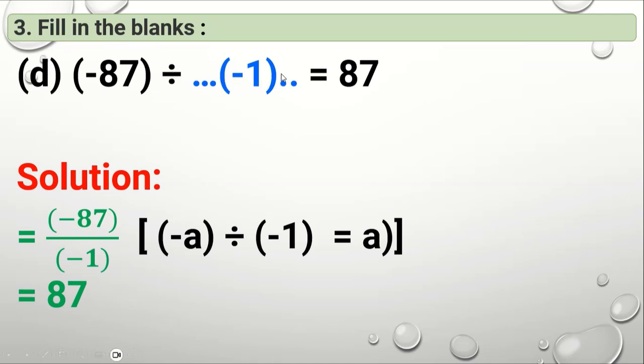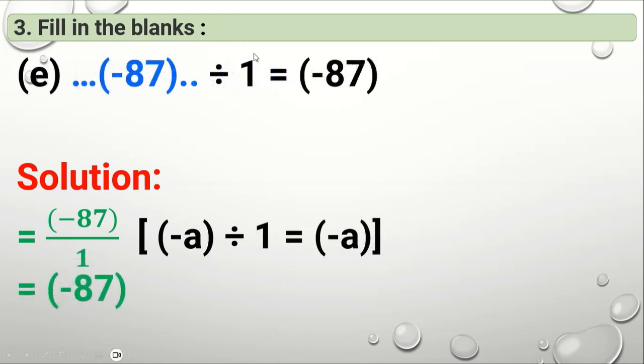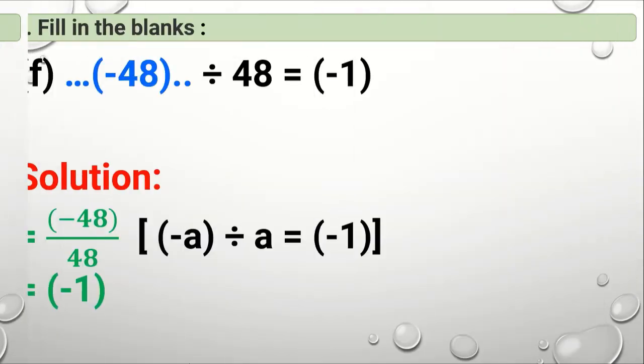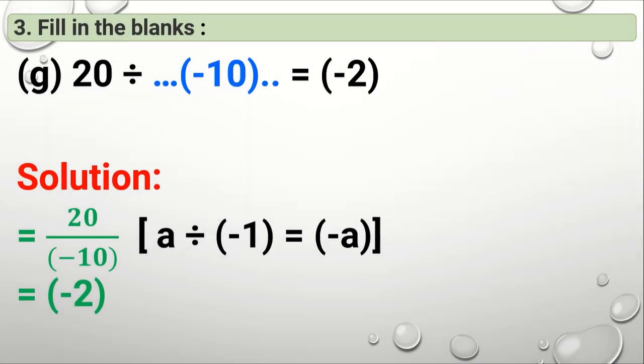Minus 87 divided by dash equals 87. So minus 87 divided by minus 1. So minus will cut, 1 is in the denominator. So our answer is 87. E is dash divided by 1 equals minus 87. So minus 87 divided by 1 equals minus 87. Dash divided by 48 equals minus 1. So minus 48 divided by 48 will become minus 1. 20 divided by dash equals minus 2. So 20 divided by minus 10 is minus 2.